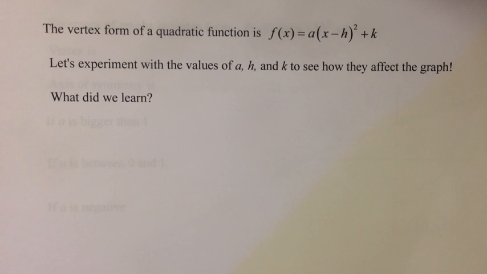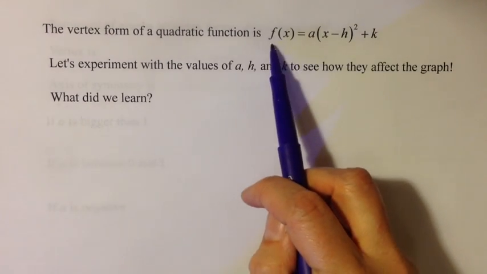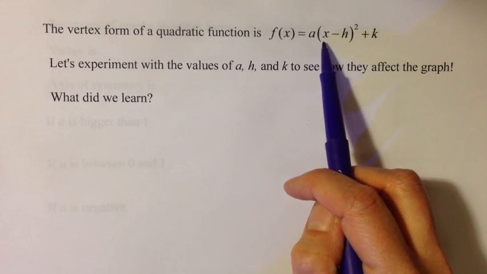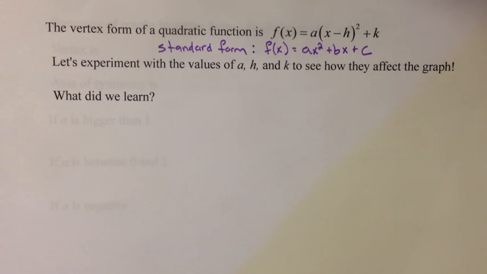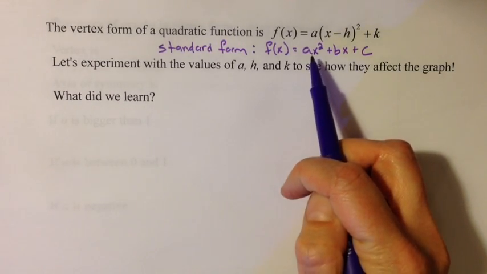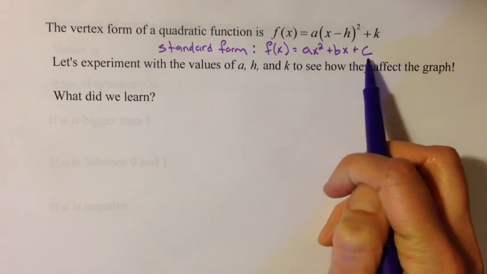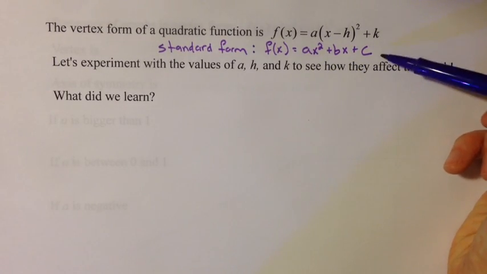The vertex form of a quadratic function is this: function equals a times (x minus h) squared plus k. Compare that to the standard form of a quadratic function, which we saw a little bit ago is ax squared plus bx plus c. So they're similar, but different.